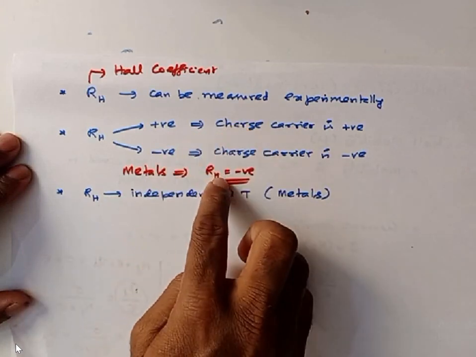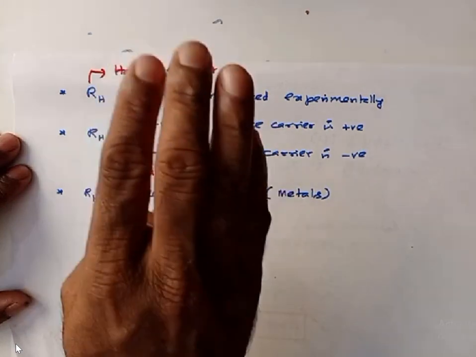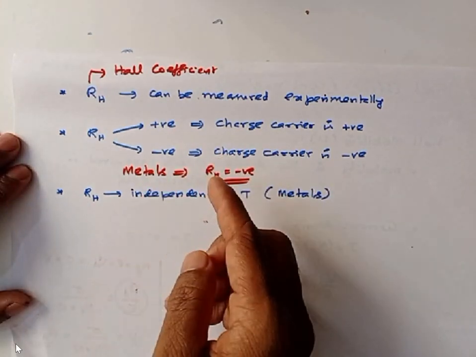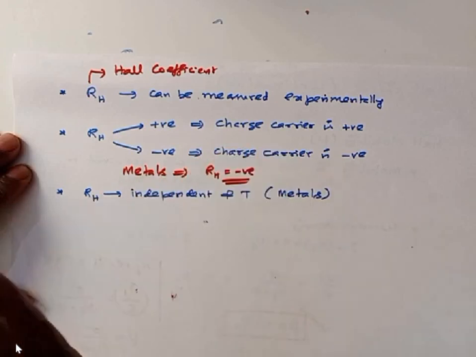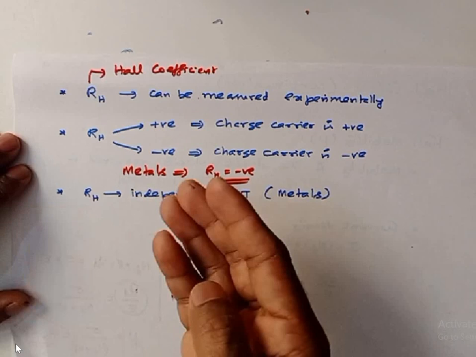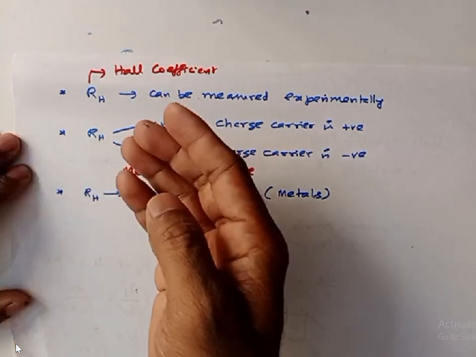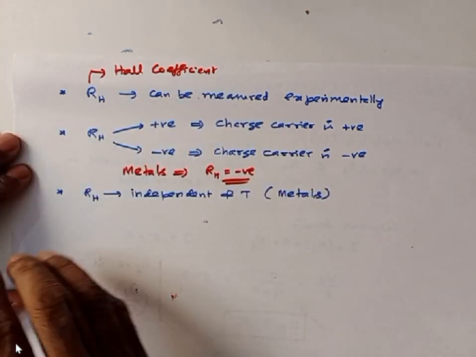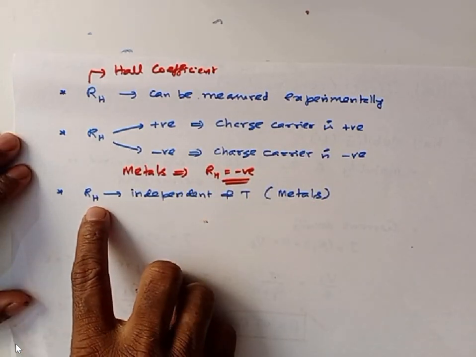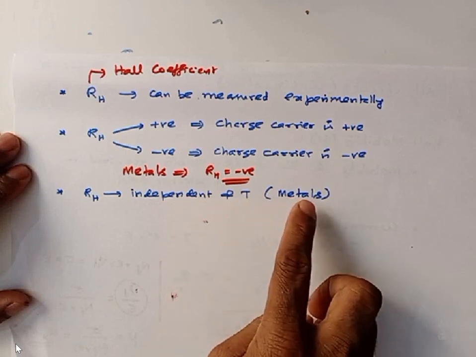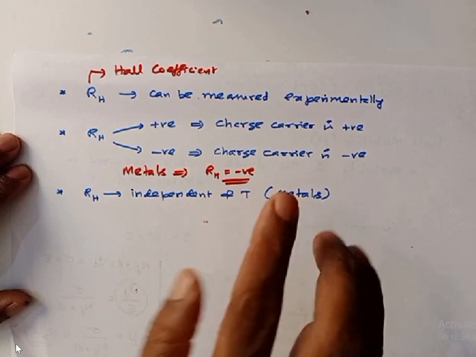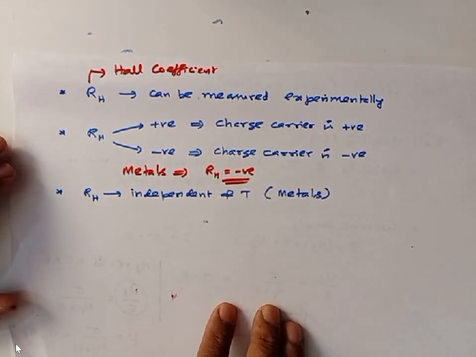Yes, it was observed that the RH value is negative for most metals, but for a few metals the RH value also came out as positive. Some metals show a positive RH value, which could not be explained by the Drude model. We are going to discuss that under limitations. Clear? Then, the Hall coefficient is independent of temperature in the case of metals. So this is another important information to keep in mind.